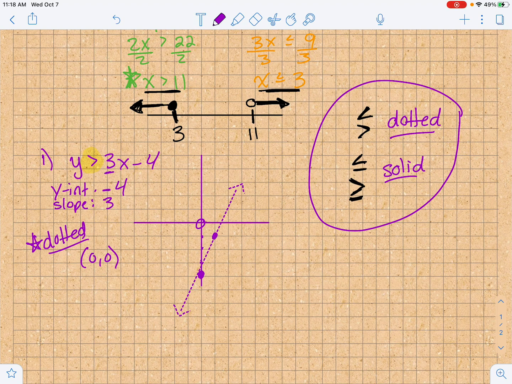We're going to see if it's true or false. If it comes out to be true, we shade over that point. If it comes out to be false, we shade away from that point. That'll make sense in a minute. So here's my x, here's my y. I'm going to plug that in.